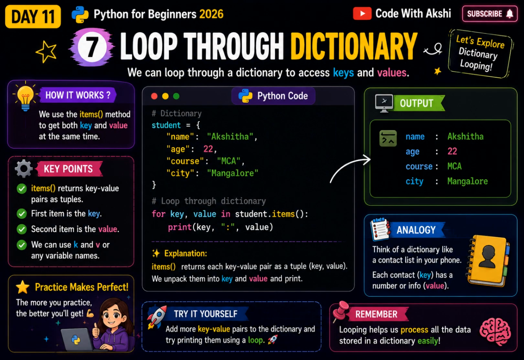Instead of accessing one value at a time, we can use a loop to display everything. The items method returns both the key and the value together. So using a for loop, we print each key and its corresponding value. This is very useful when working with large dictionaries. Looping saves time and also makes our program much more efficient.